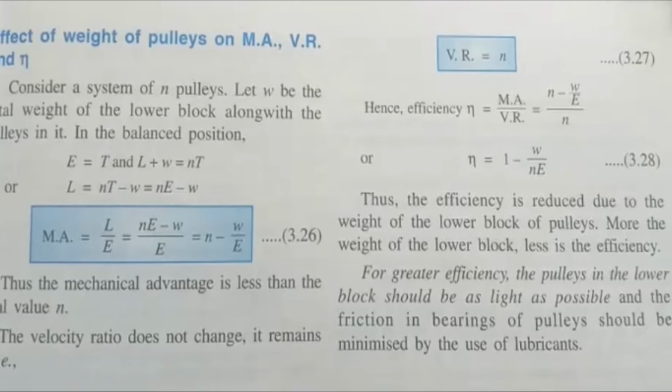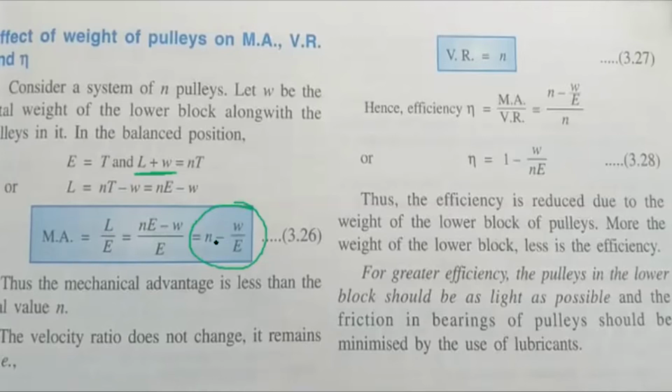In the case of movable pulley, the weight of the pulley will get added to that of the load. Fixed pulley, that's not a big deal because the pulley is fixed. Its weight doesn't matter. But when you are working with the movable pulleys, the weight of the load and the weight of the pulley add together. So there is a reduction in the mechanical advantage.